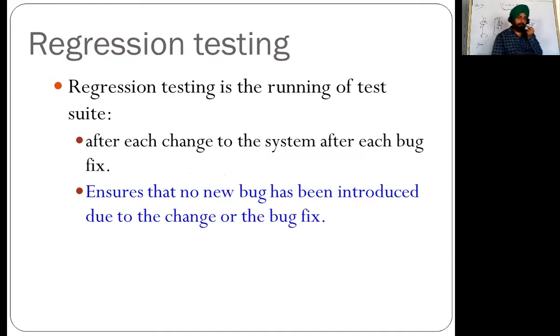It is the running of the test suite after each change to the system, after each bug fix. Let me explain regression testing a little. When you perform a test and some errors or bugs are there, you remove those errors and bugs and then check the system again. That type of testing is basically regression testing. Each time a bug is found, you fix it, and you again ensure that after fixing, your system now works properly or not. That type of testing is known as regression testing.